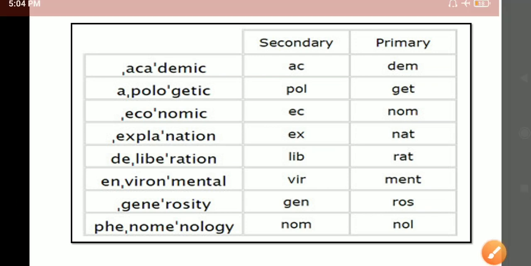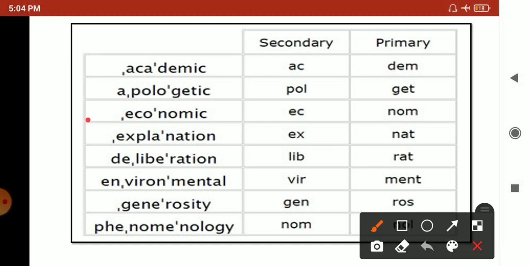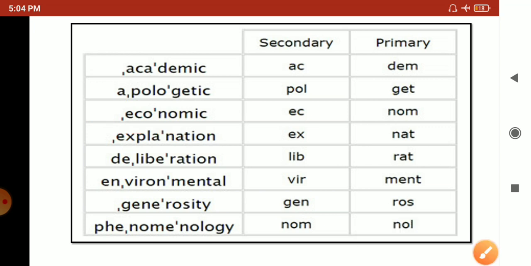So you have words like economic, four syllables. The third syllable is stressed. The third syllable takes primary stress. The first syllable takes secondary stress.